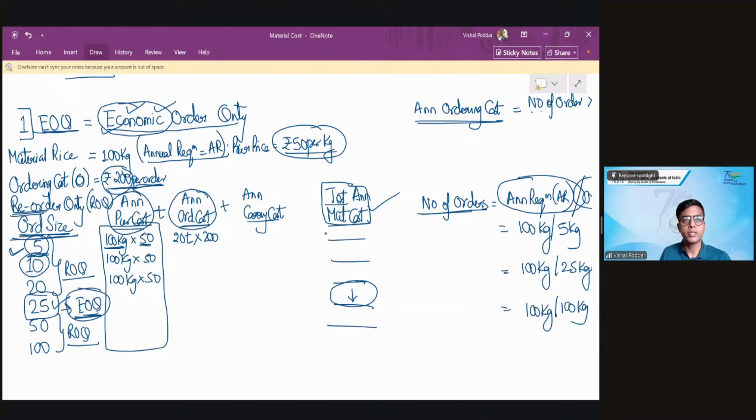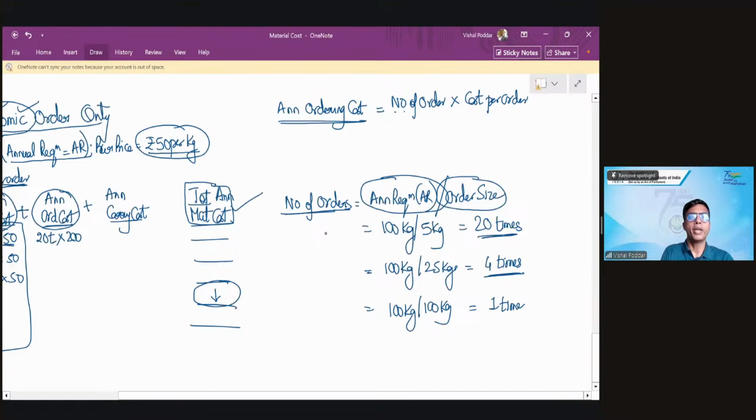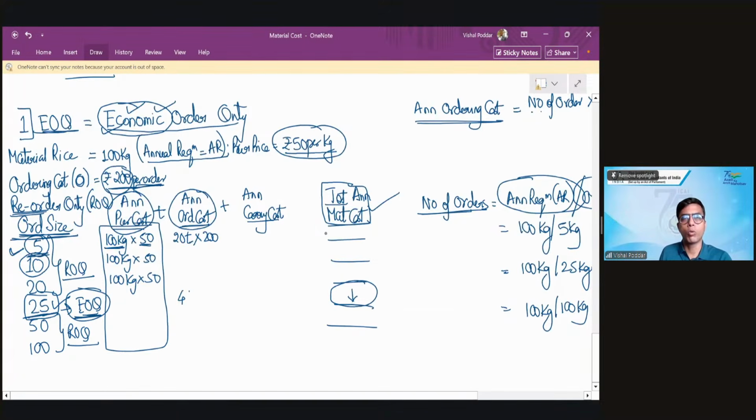But if I decide to place a 25 kg order every time, I just calculated here how many times in the year I'll be going to the market. Only 4 times. Every time again I spend 200. So this is my annual ordering cost for this option. And here I will be going only one time to the market. So my annual ordering cost will be this.